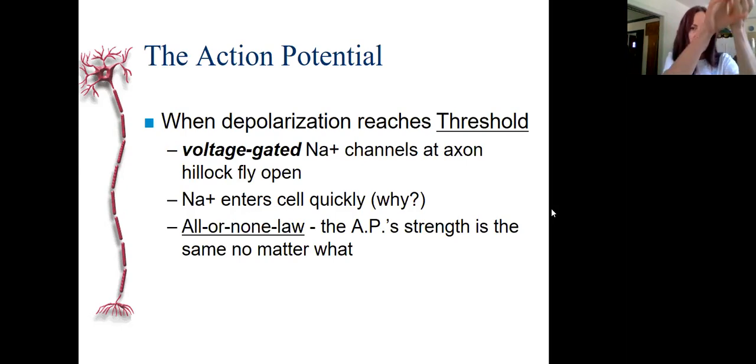Now, that electrical charge is going to go all the way down the axon, and it's going to maintain the same strength all the way down the axon. I'll tell you why in a moment. The fact that it remains the same strength all the way down the axon is called the all or none law. When you hit threshold, you're going to get an action potential all the way down the axon, and it's going to be the same no matter what. As long as you hit threshold, it's not like you get a strong action potential or a weak action potential. It's always exactly the same as long as you hit threshold.